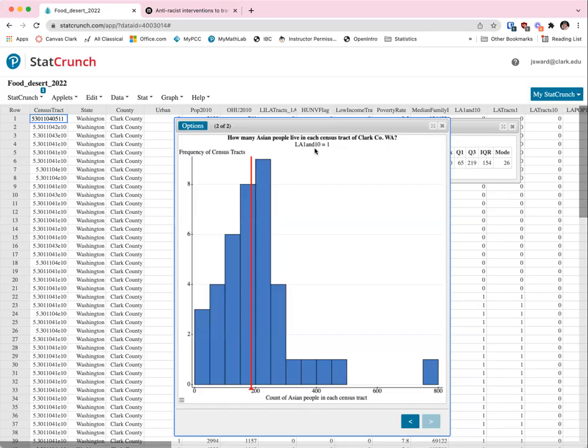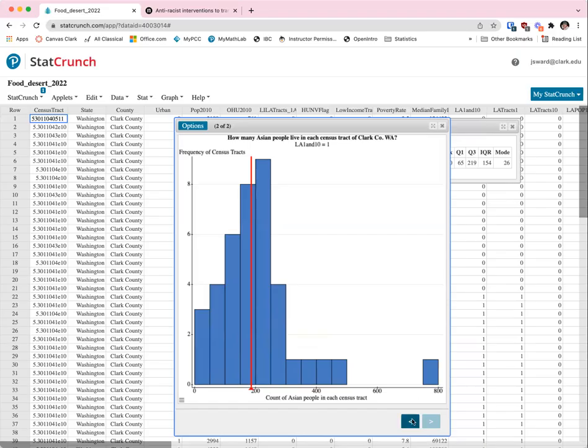So what's our big takeaway here? In this graph, these are the low access tracts. And if I look at the pattern of the data, it seems like these low access census tracts tend to have a higher number of Asian people. It centers around a median of 187 Asian people in those tracts. So low access tracts tend to have up here 200-ish Asian people per tract.